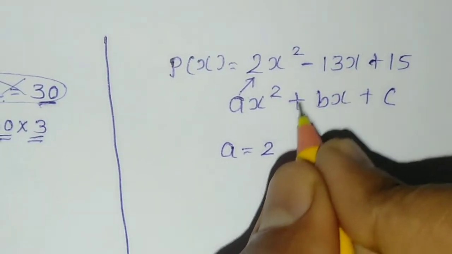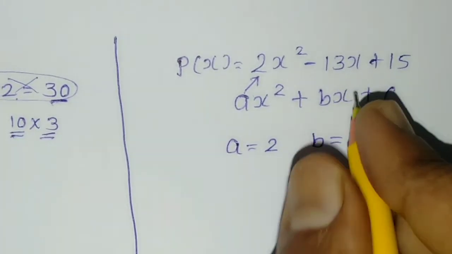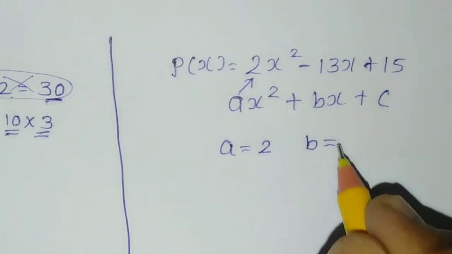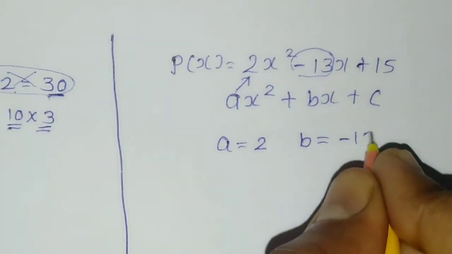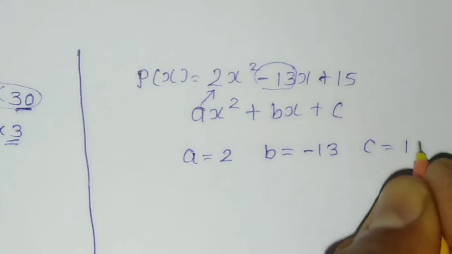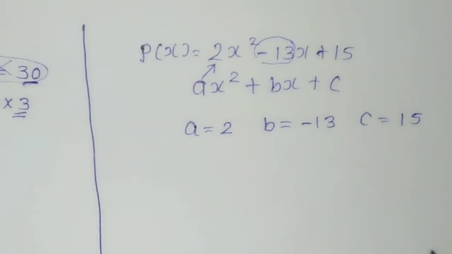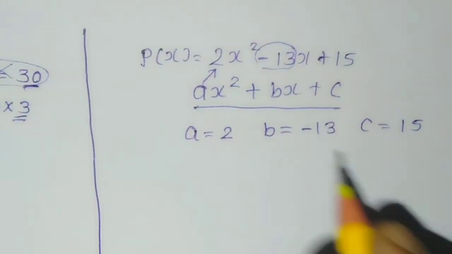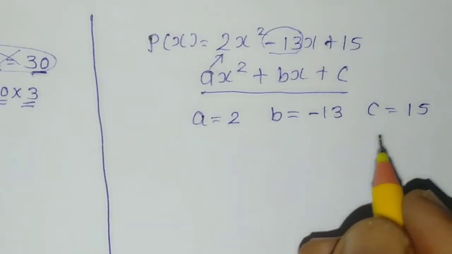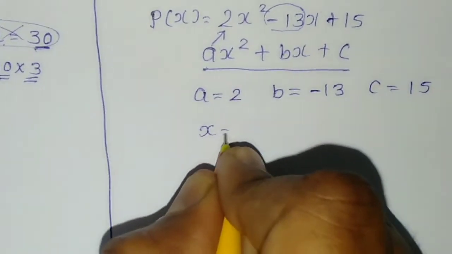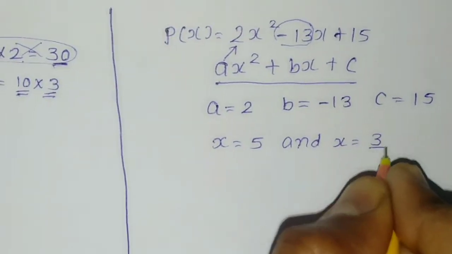If I compare here, the sign is plus, here it is minus. So what is the value of b? This is x common, this is plus sign b, so here I will take minus 13 as the value of b. Minus 13, and c is equal to 15. So these are the values that we have taken from our standard form: a is equal to 2, b is equal to minus 13, and c is equal to 15. What are our two zeros? x is equal to 5 and x is equal to 3 by 2.